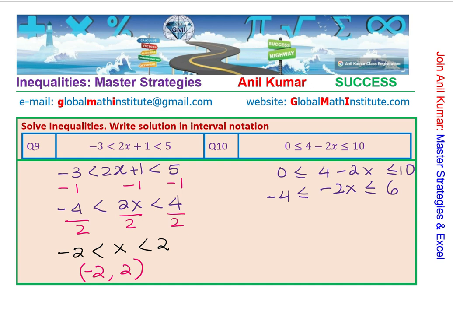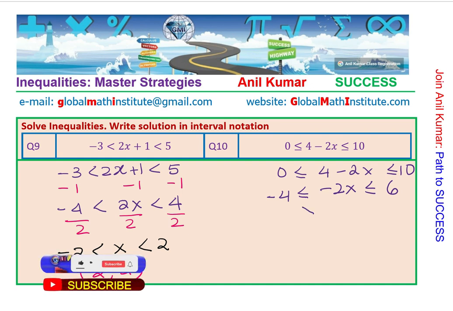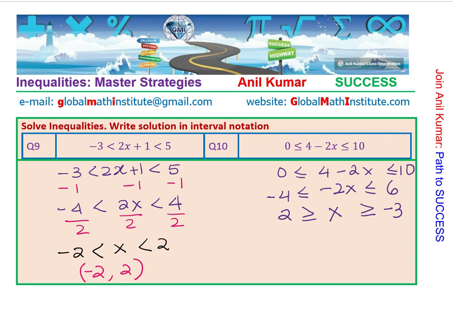Now we can divide by minus 2. When you divide by minus 2, inequality sign should also change, right? And minus 4 divided by minus 2 will give me plus 2, correct? This will be x, and that becomes minus 3. Makes sense? When you divide by a negative number, inequality should change.